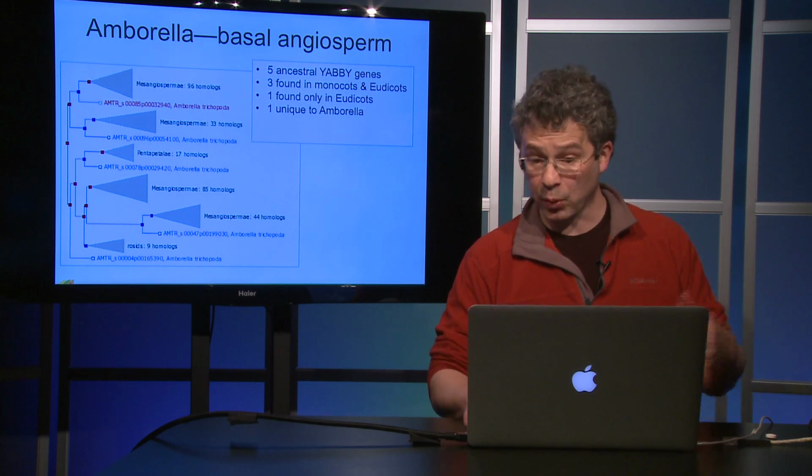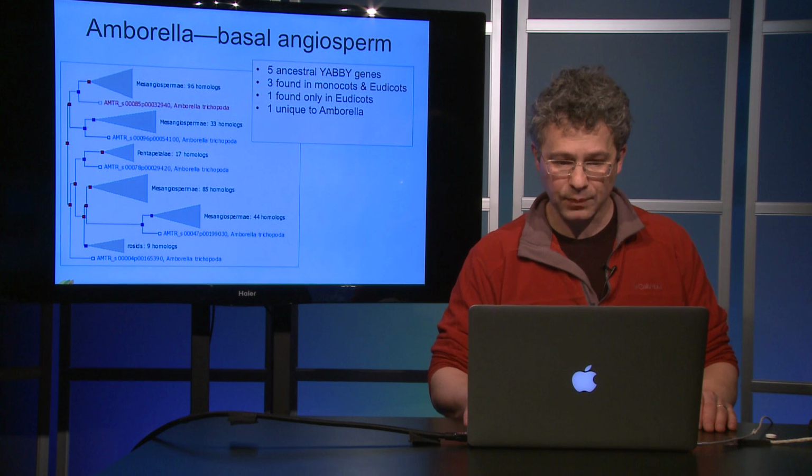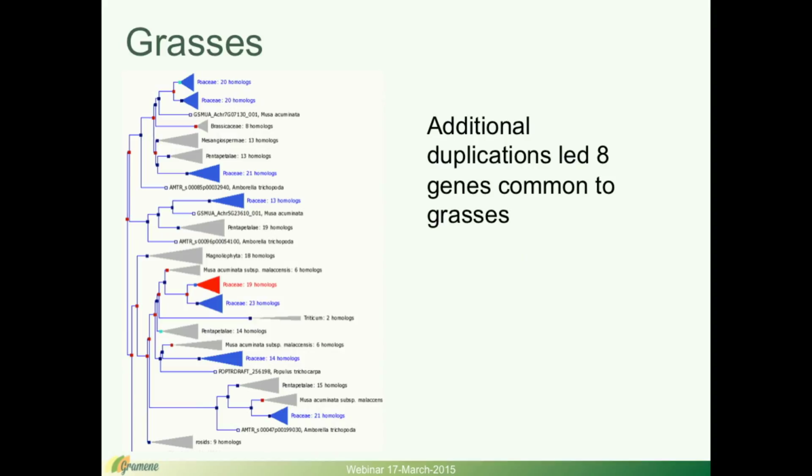So maybe there were 5 ancestral YABBY genes. In grasses, there were additional duplications that are common to all of the grasses that led to 8 final copies. And then if you actually look further, you would be able to find individual species-specific duplications as well.